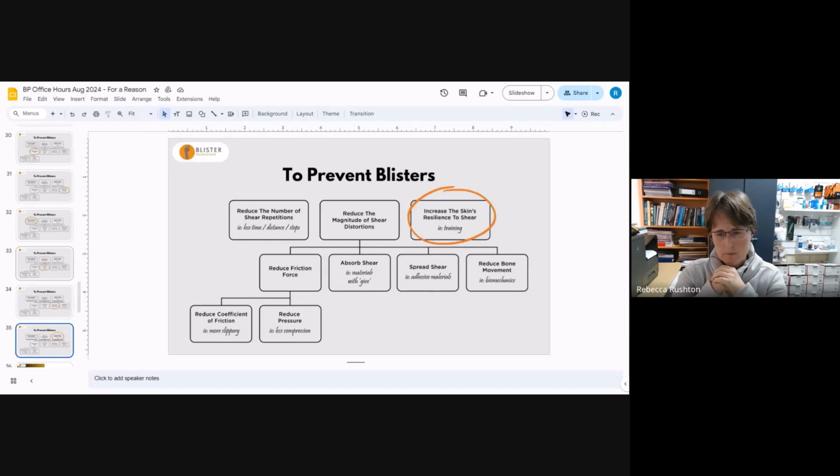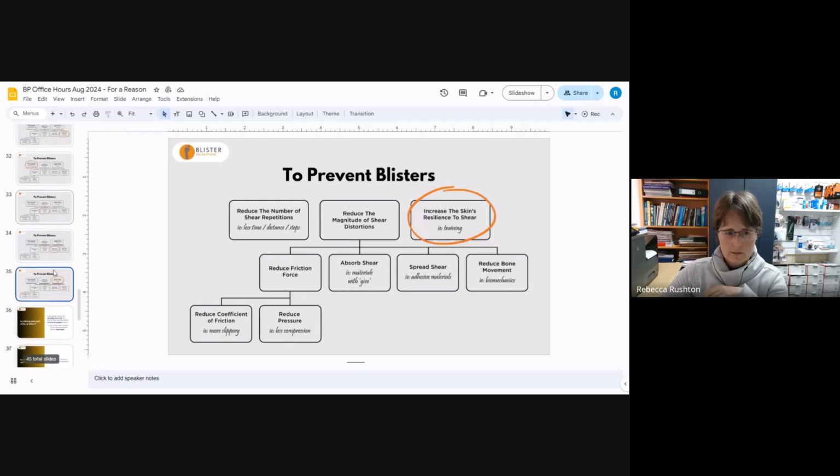It's very important to understand that we can train the skin to cope with shear load. That is essentially a familiarity with the footwear and the activity. So when you are just starting out on a new activity, or you've just got new shoes, that's when you're most likely to get blisters. So it's an idea to ease into it gradually.